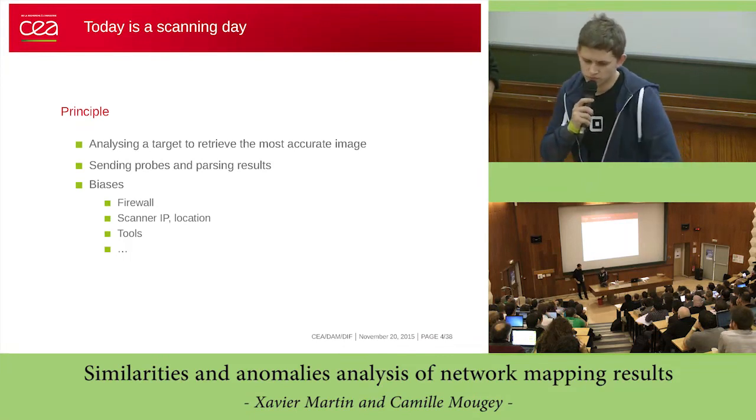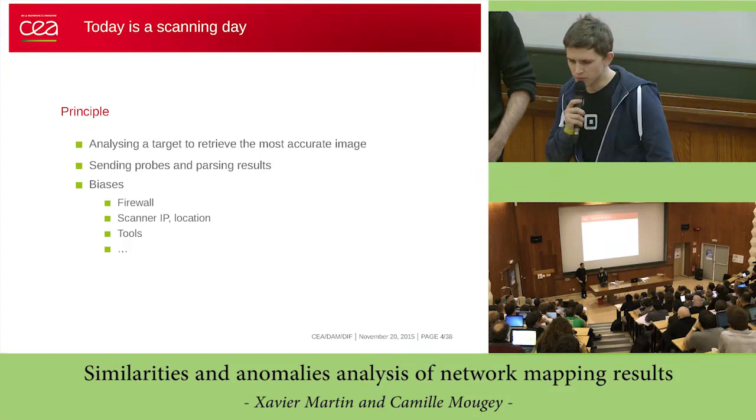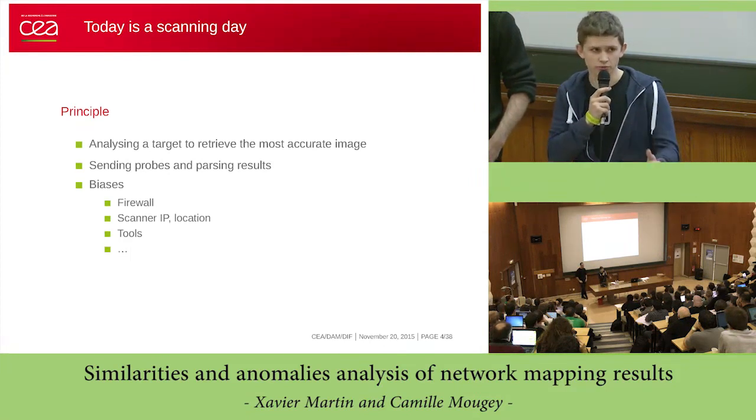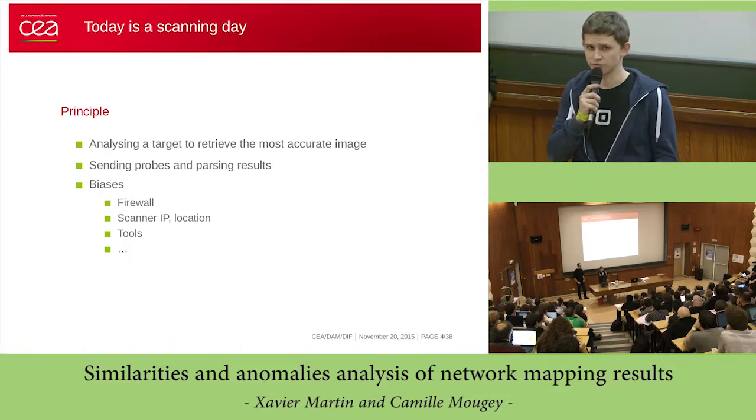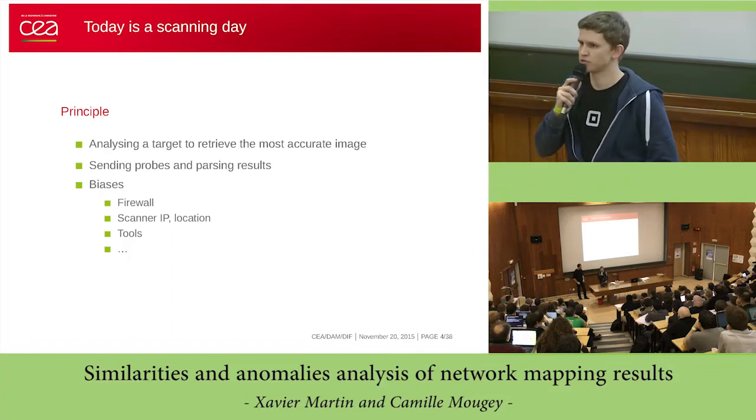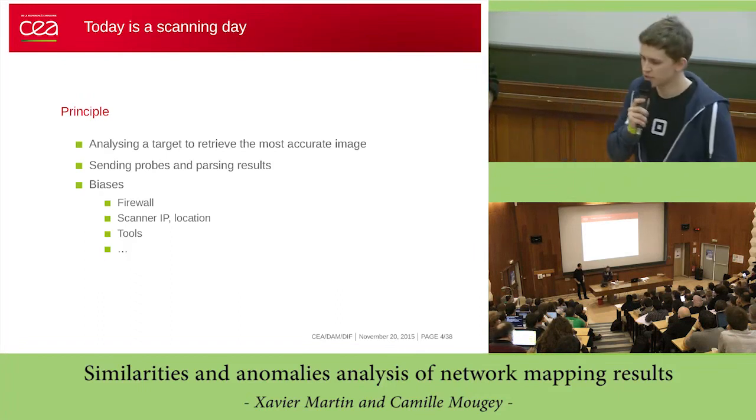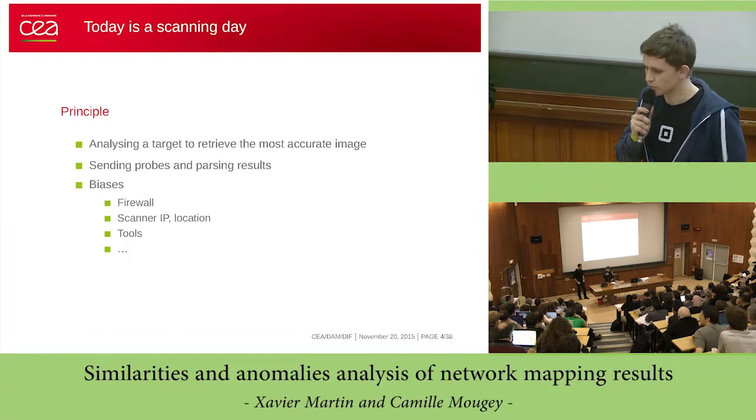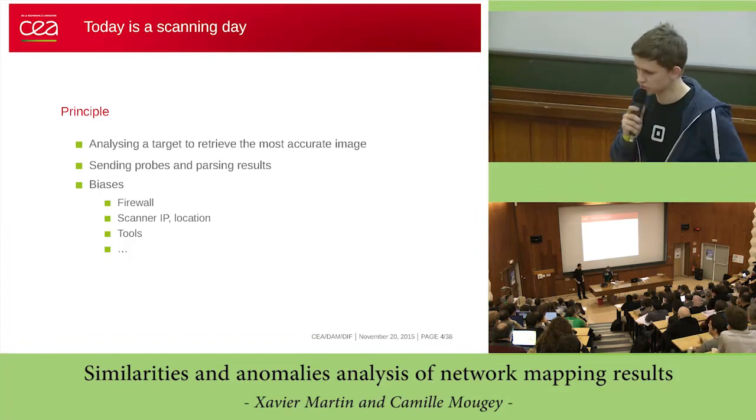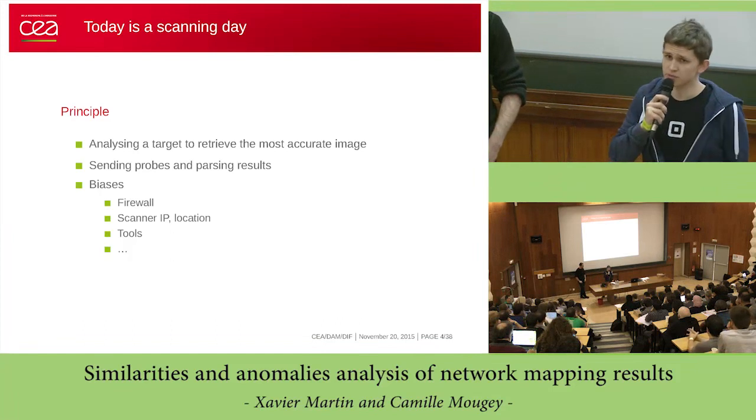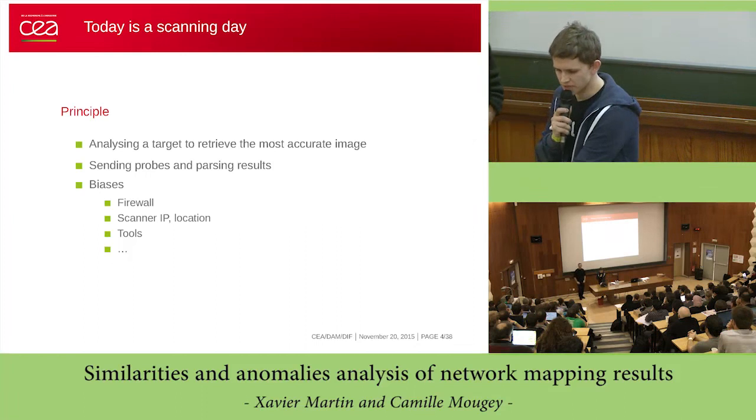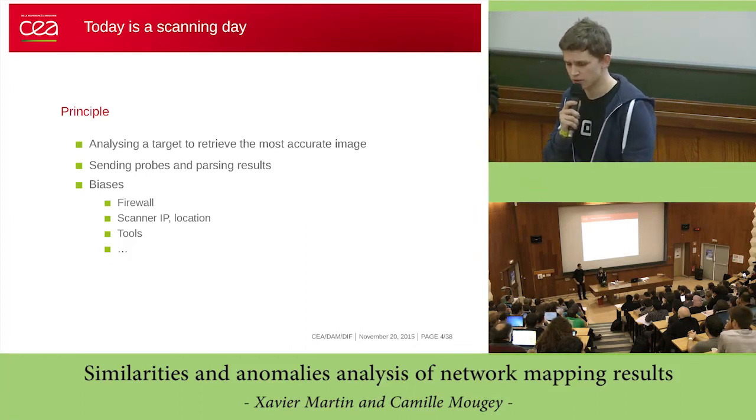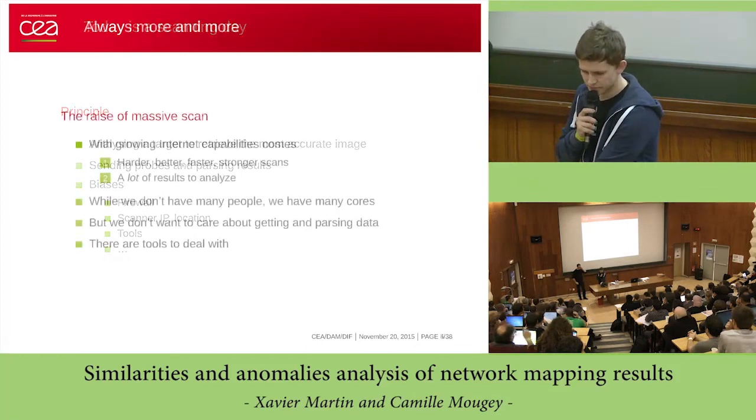What is the idea? We want to analyze the target, so we send our probes. There are some biases. For instance, if there is a firewall or our scanner has biases, we use Nmap or Masscan or Zmap, and there are drawbacks due to these tools. And our IP can be detected or blacklisted, so there are some biases that we have to know before doing our scan.